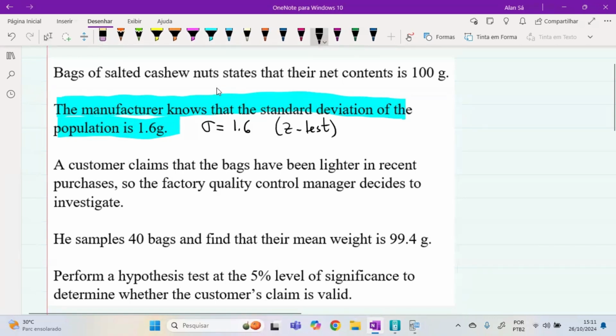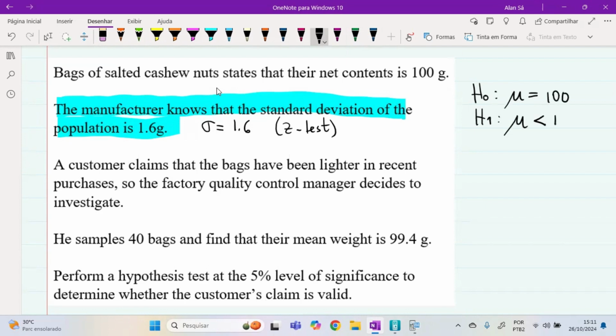First thing is to state the null and alternative hypothesis. In this case, the null hypothesis is that the mean is 100. The alternative is that it's less than 100. This is a one-tailed test.